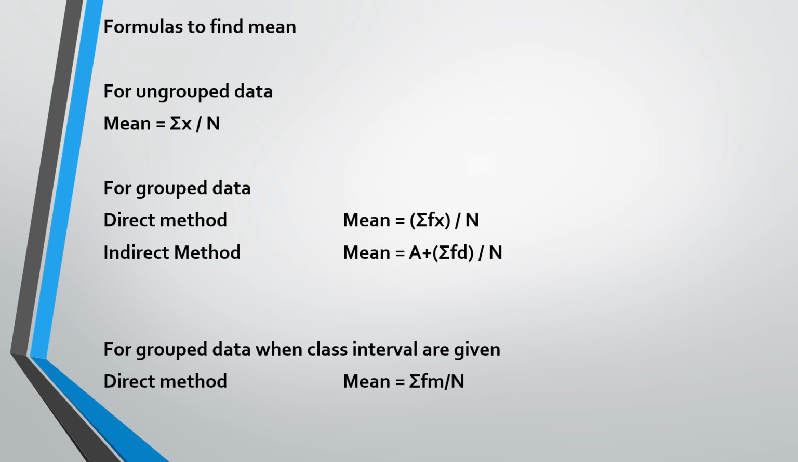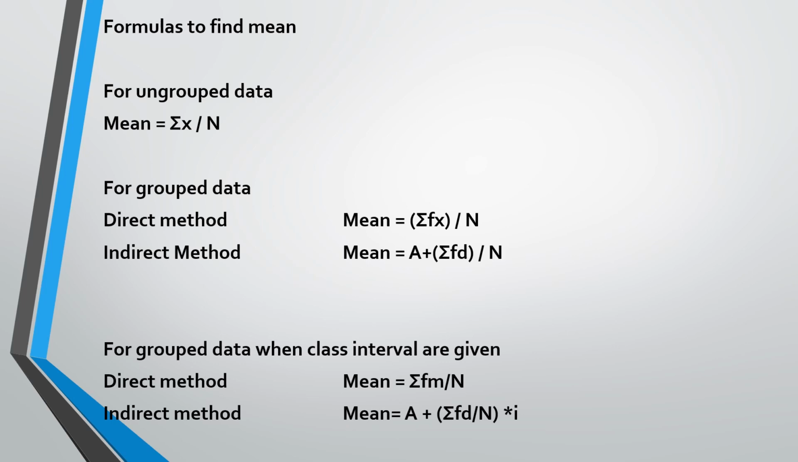Then another method in the case of grouped data when class intervals are given is the indirect method. It is also called the step deviation method, and the formula is mean equals a plus summation of fd divided by n into i, where a is the assumed mean, summation of fd is the sum of the product of frequency and the deviation, n is the summation of f, that is the sum of the frequencies, and i is the class interval.